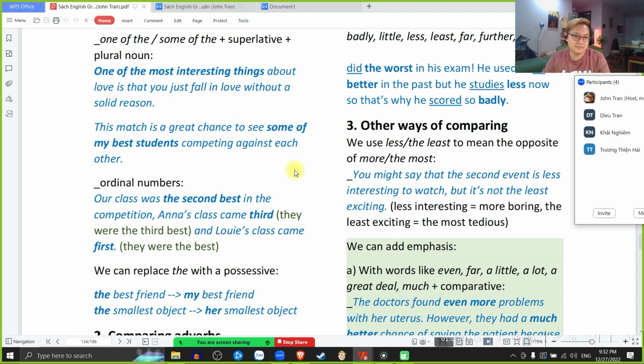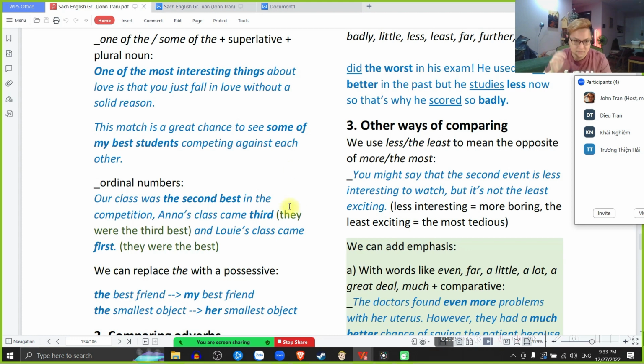Ordinal numbers. Our class was the second best. Was the second best in the competition. Anna's class came third. They were the third best. And Louis' class came first. They were the best.